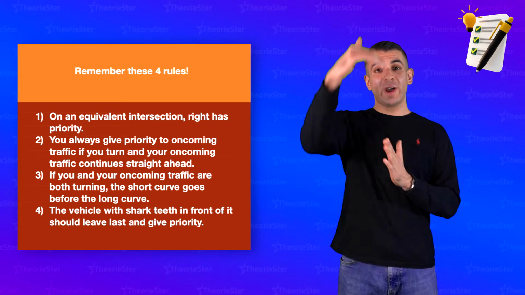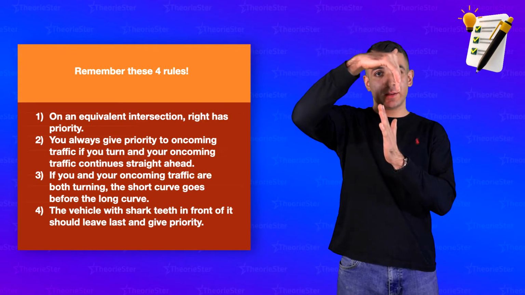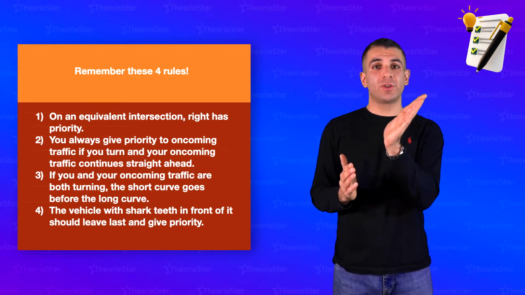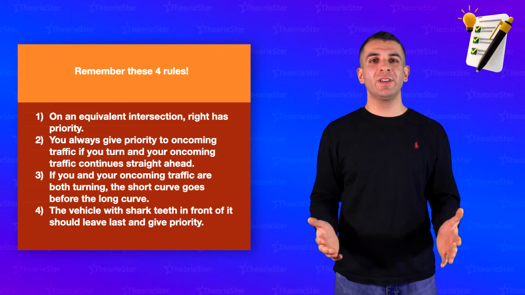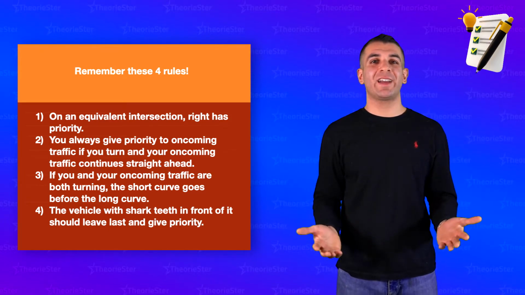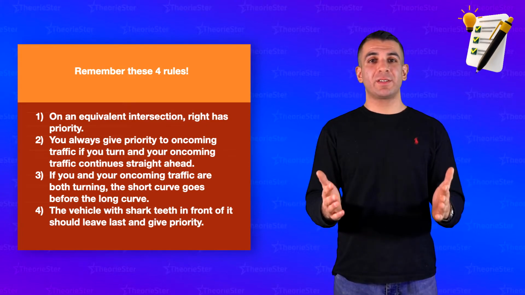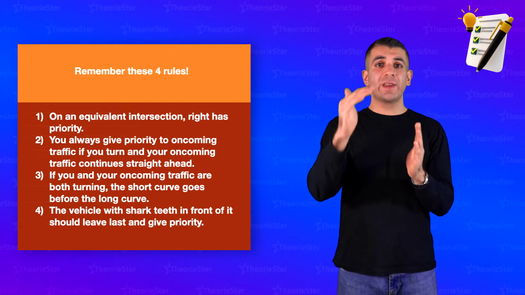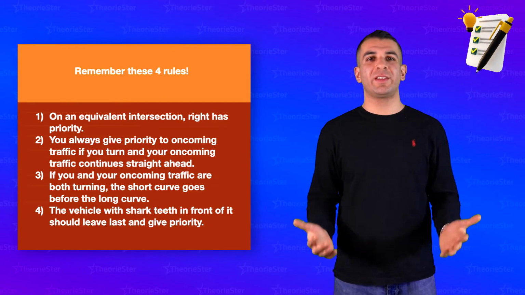Rule number 2. If you have oncoming traffic, then the vehicle that wants to make a turn has to give priority to the vehicle that wants to go straight ahead. So if you want to go straight and your oncoming traffic wants to make a turn, then you go first. If you want to make the turn, then the vehicle that wants to go straight goes first.